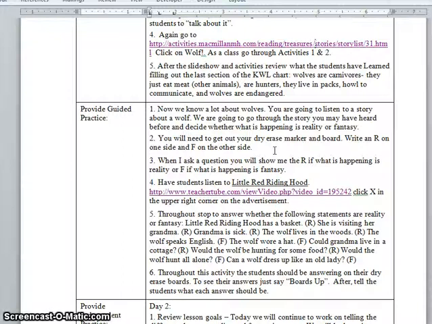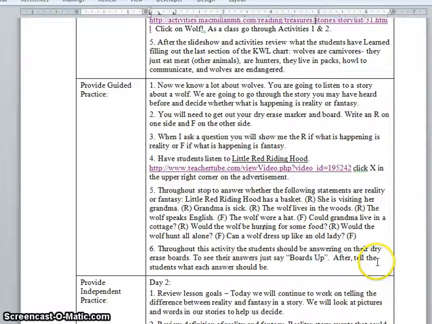Students are going to listen to the story Little Red Riding Hood, which most of them probably will be familiar with. As going through and listening to the story, I'm going to stop periodically, and the students are going to listen to some statements, and they're going to hold their boards up to tell me whether that statement is reality or whether that statement is fantasy.